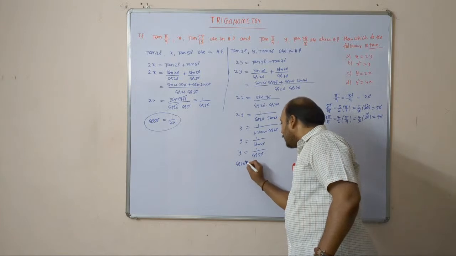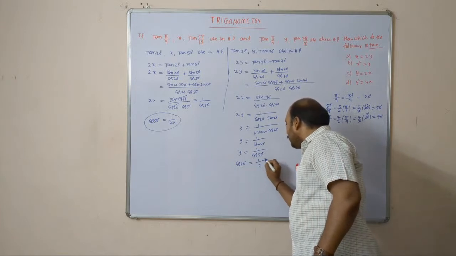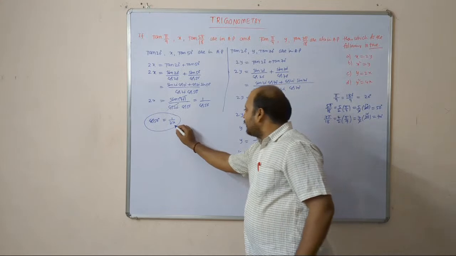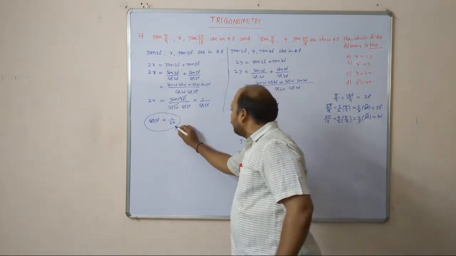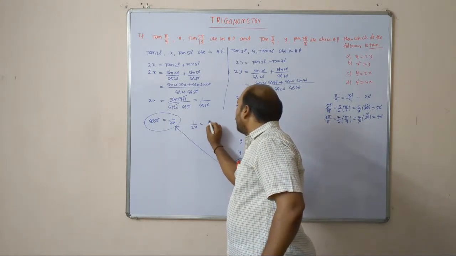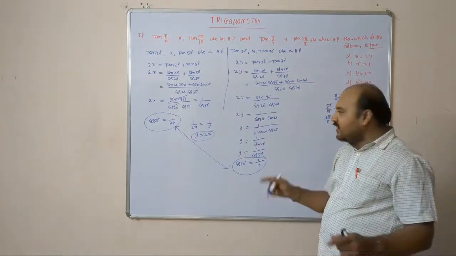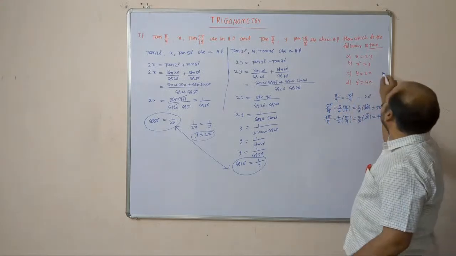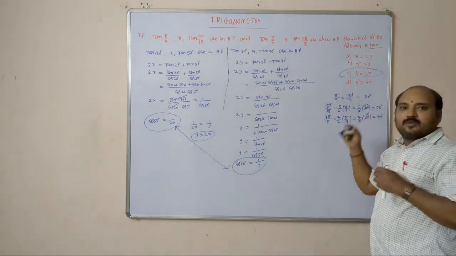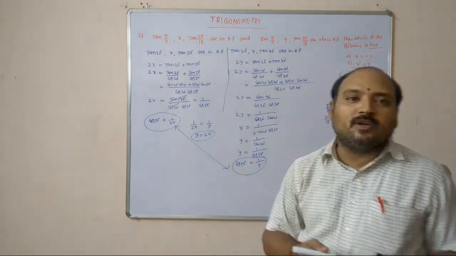Interchange: cos 50 is equal to 1 by y. Here cos 50, here cos 50. You can equate both. 1 by 2x is equal to 1 by y. Y is equal to 2x. So we got a relation between y and x. So y is equal to 2x. It is there in the third option, dear students. This is the way you can do that.